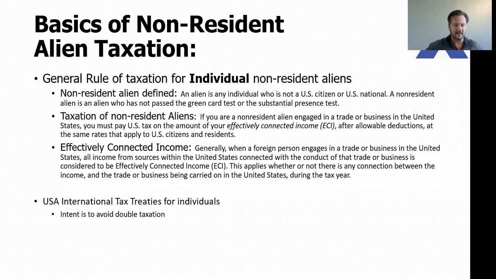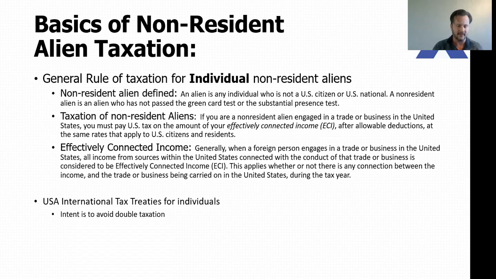And then a non-resident alien is an alien who has not passed the green card test or the substantial presence test, meaning you have to have a green card, or the substantial presence test, meaning you're in the US for more than 183 days. And it's a little more complex than that, but that's the general rule. So if you fall into that category, then you're considered a non-resident alien.